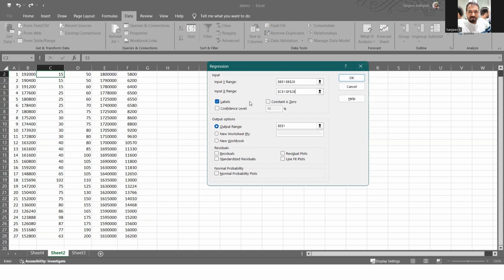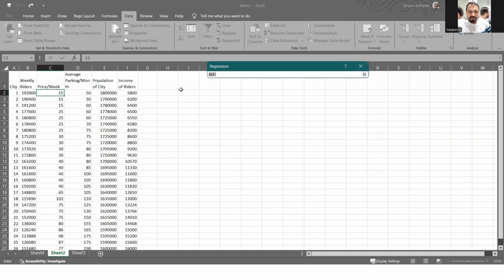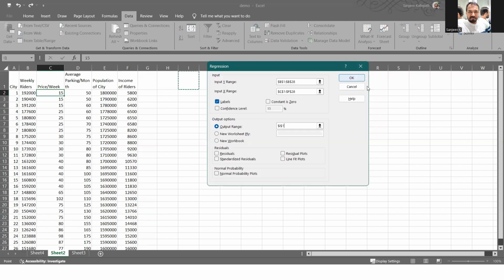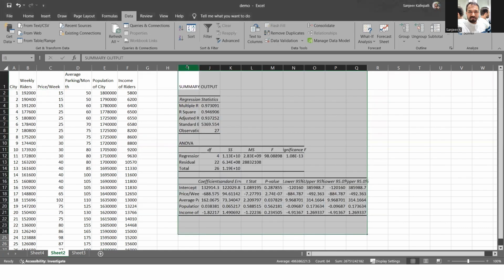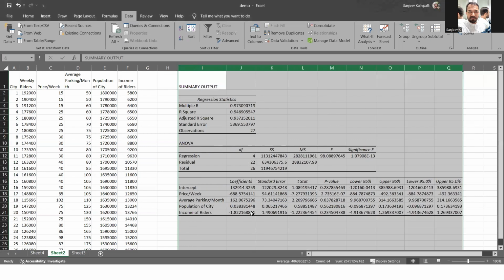The output is at I1. I have labels, and then I'll click OK. So what would happen is you would end up getting linear regression. So when I say linear regression, you have coefficients.